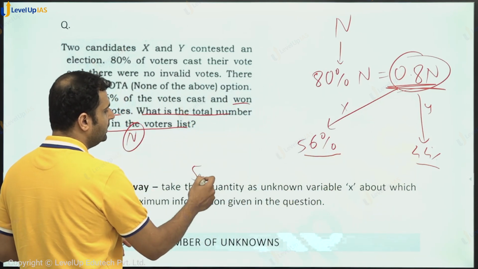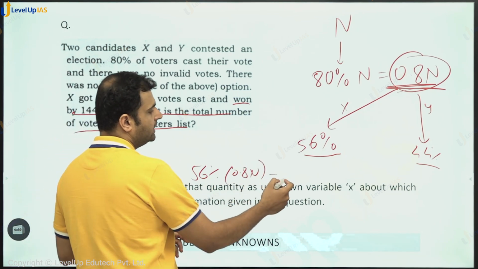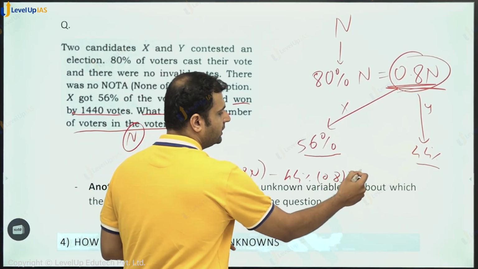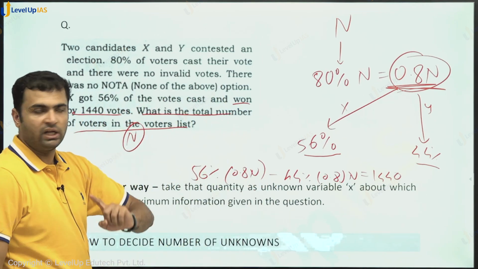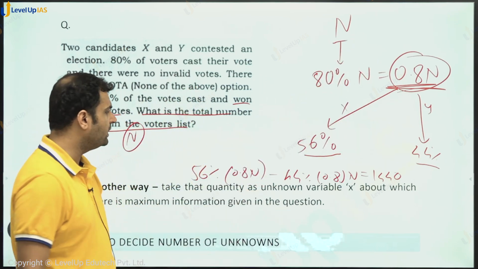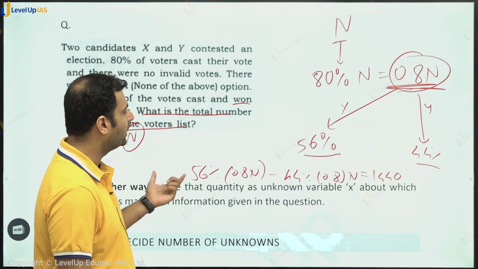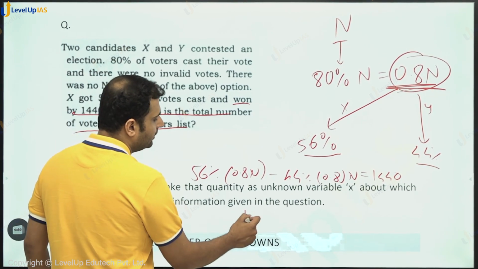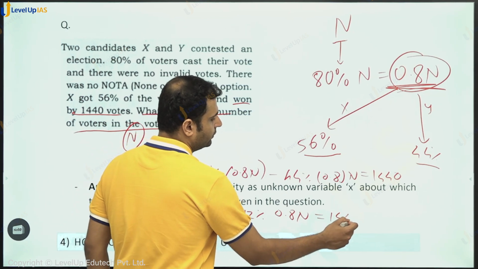So 56% of 0.8n minus 44% of 0.8n is 1440. Again we have a linear equation, one equation with only one unknown जो कि पूछा गया है. तो हमें यहाँ पे बस n की वैल्यू निकालनी है. तो क्या आएगा देखो, 56% माइनस 44% ऑफ द सेम क्वांटिटी, उसको कॉमन लोगे तो 56% माइनस 44% इज 12%. तो आएगा 12% ऑफ 0.8n is equal to 1440.